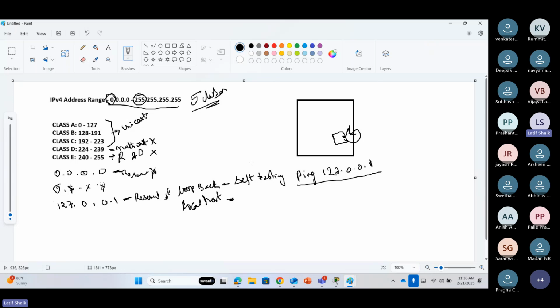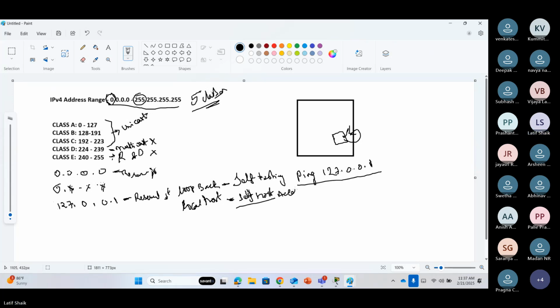So your 127.0.0.1 is the loopback or localhost IP address. Loopback or a localhost address. Localhost and loopback mean the same IP, two names: one is loopback and another one is localhost. It is like a self-host access.